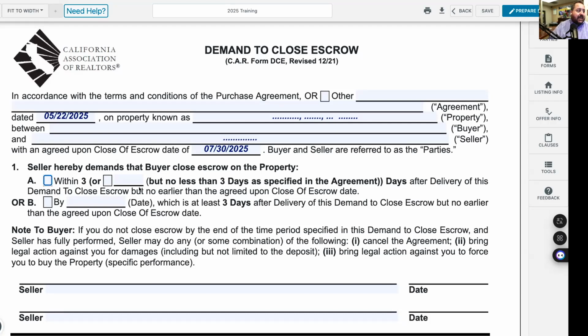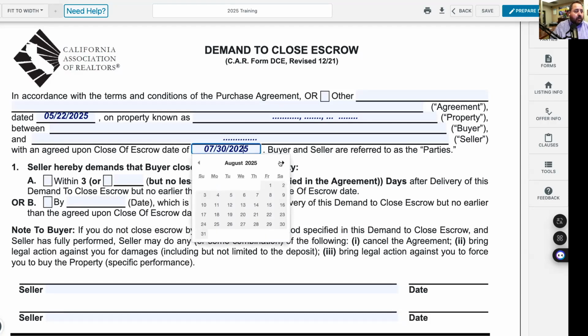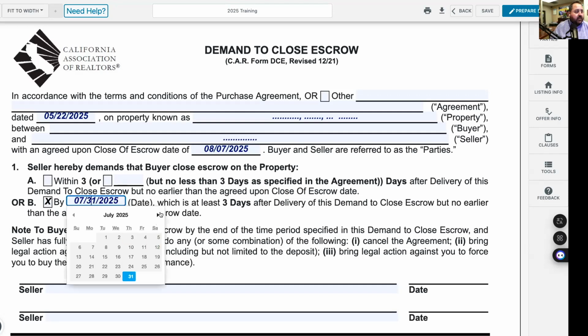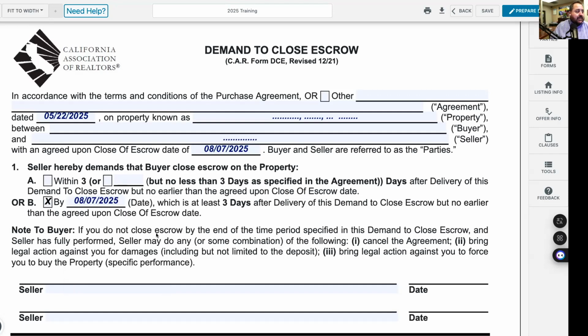Or if I'm sending it prior to a date, remember our close of escrow date is the 7th. I want them to close by the 7th, and I can send it on Monday, the 4th. I could send it 3 days prior to our agreed upon close of escrow date. And I can do this with any extensions. I can do any of that stuff.